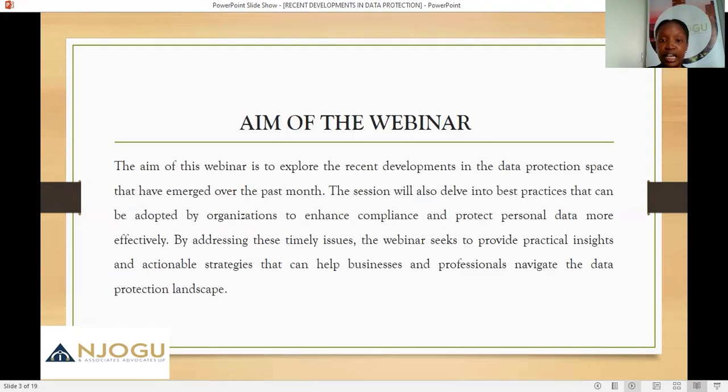So the aim of this webinar is to explore the recent developments in the data protection space that have emerged over the past month, that is September. The session will also delve into best practices that can be adopted by organizations to enhance compliance and protection of personal data more effectively. By addressing these timely issues, the webinar seeks to provide practical insights and actionable strategies that can help businesses and professionals navigate the data protection landscape.